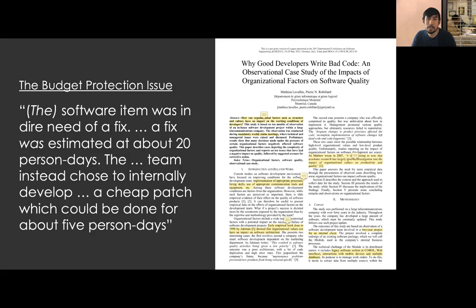The authors found that 12 other teams have faced the same problem before, and all those teams also chose the workaround instead of the permanent fix. This scenario, which the authors call the budget protection issue, is problematic since developing a permanent fix is cheaper than developing 12 workarounds.